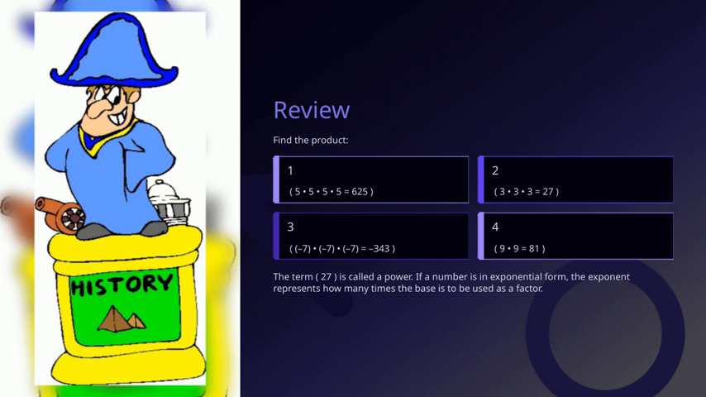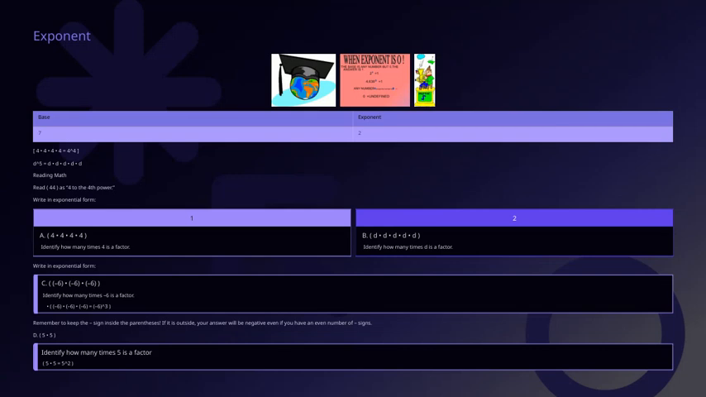Let's take a closer look at this table to understand how to read and write exponential expressions. On the left, we have the base, and on the right, the exponent. The goal is to understand how many times a number or variable appears as a factor. For example, when we see 4 multiplied by itself 4 times, we can write that as 4 to the 4th power. This tells us that 4 is a factor 4 times. Similarly, in the example d, we see that d appears 5 times.